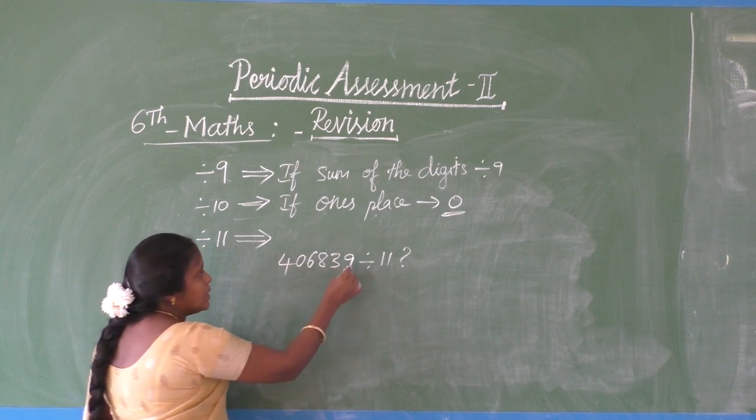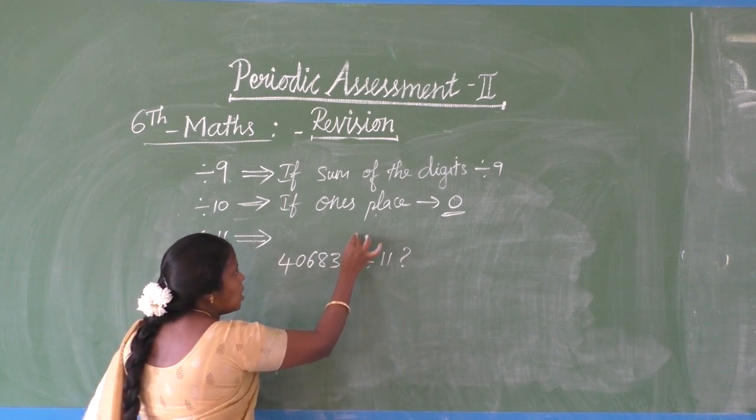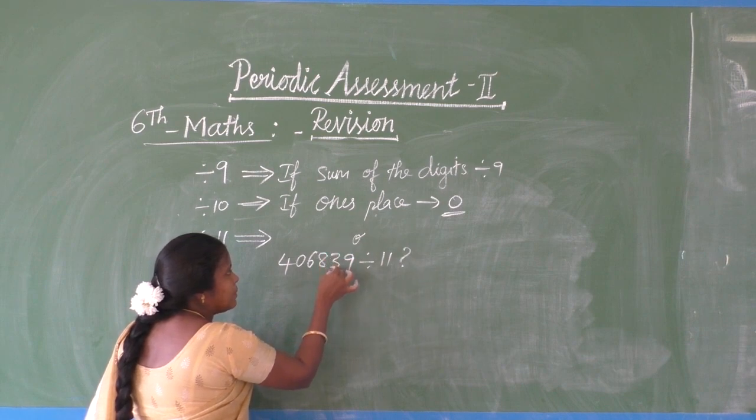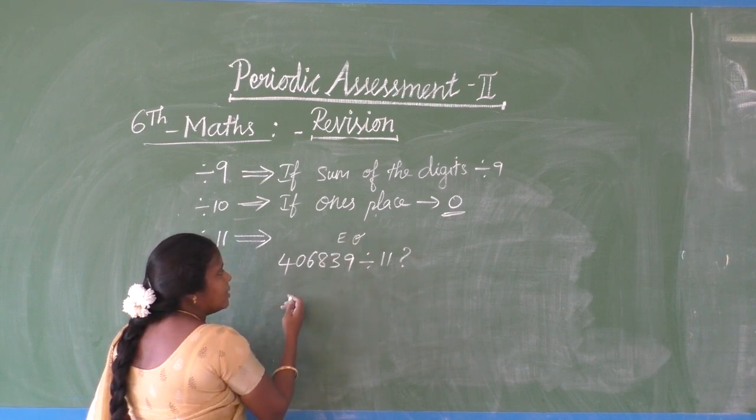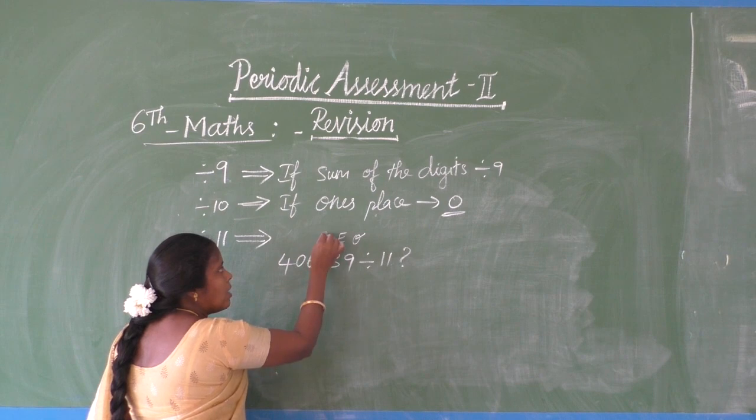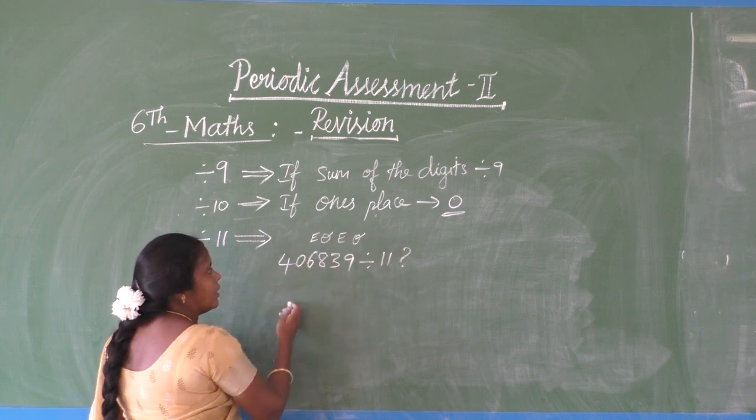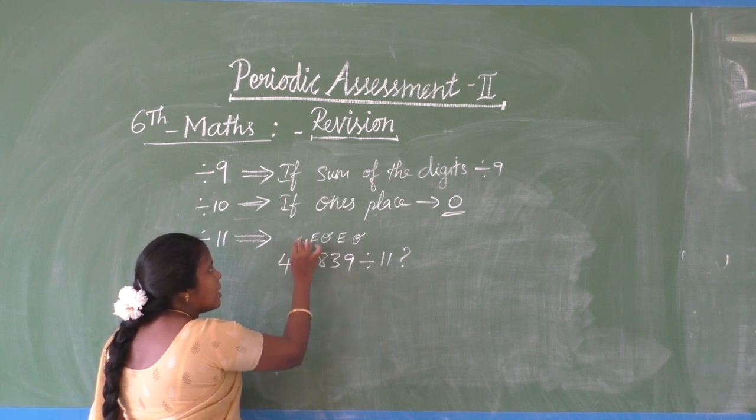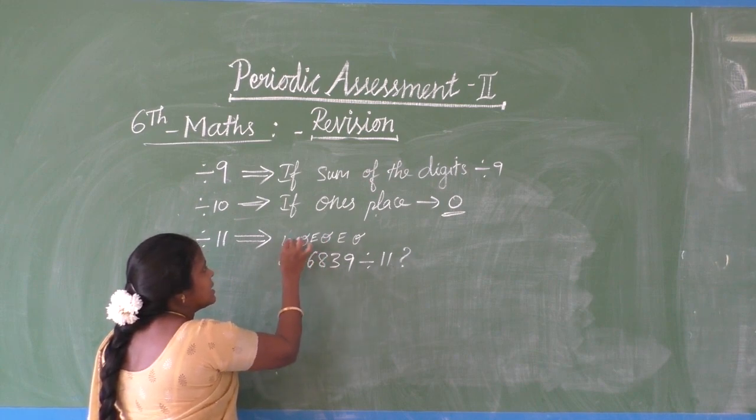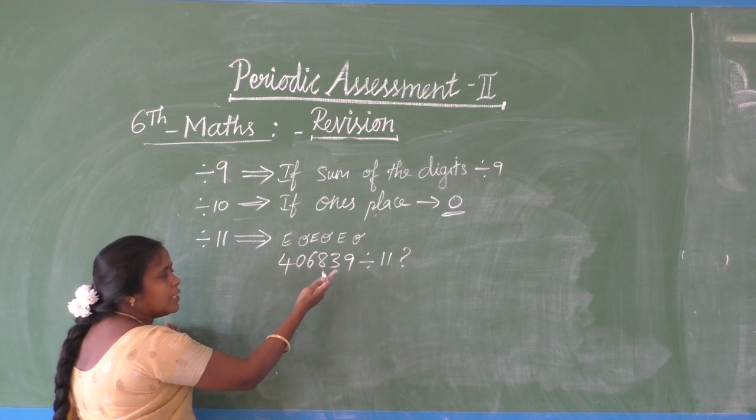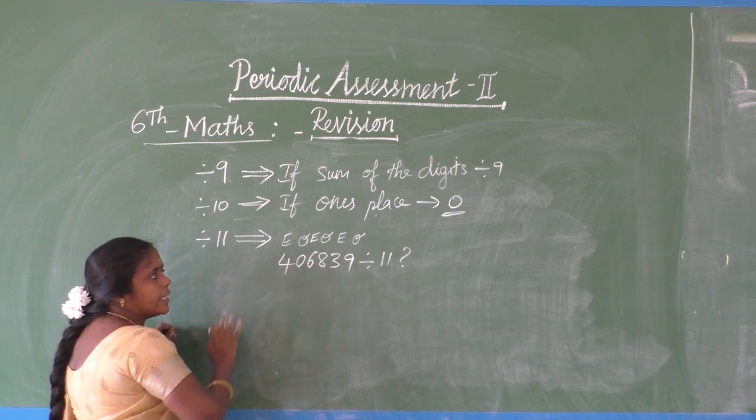See, this is the first place, so odd. This is the second place number, so even. This is the third, odd. This is the fourth place, 4, even. This is the fifth place, odd. This is the sixth place, even. So according to the odd and the even, we have split it.